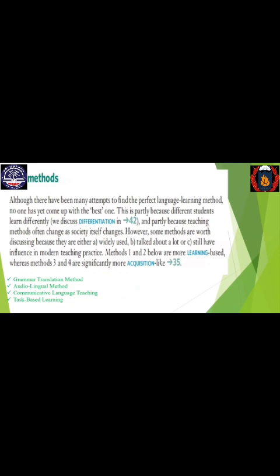So here, the four methods of language teaching. Even though there are lots of teaching methods, there is no best one. This is because students learn the language differently because of their differences related to the student. But teaching methods often change as society itself changes. Maybe the first point, different students learn differently because of the differentiation.